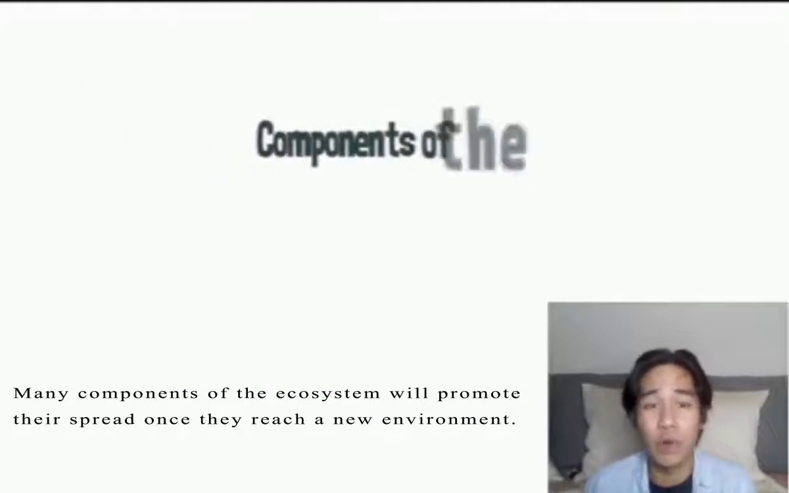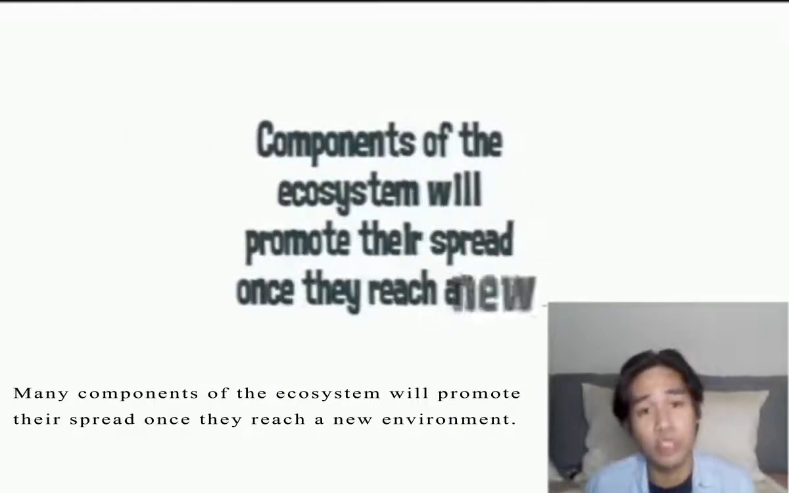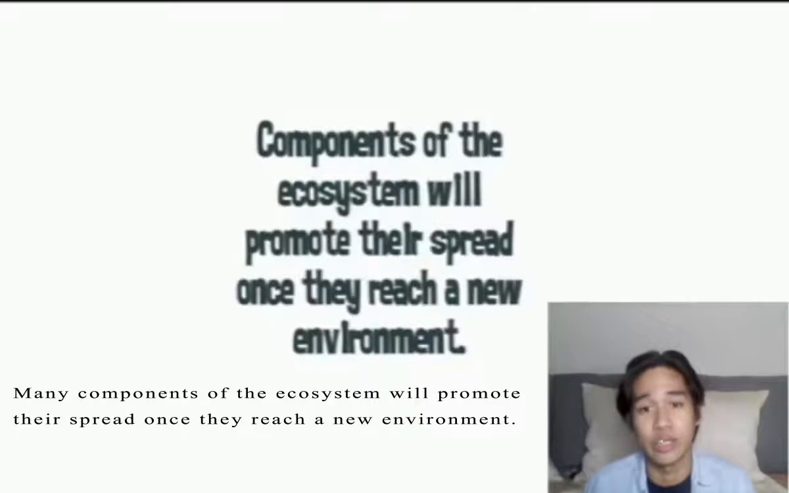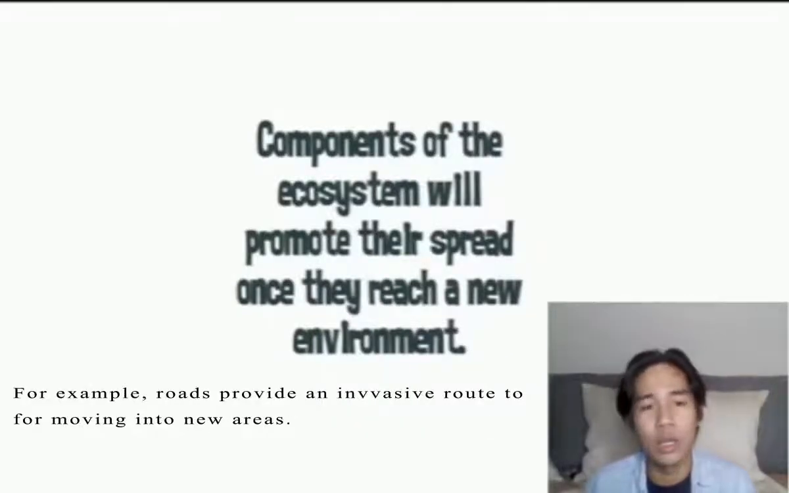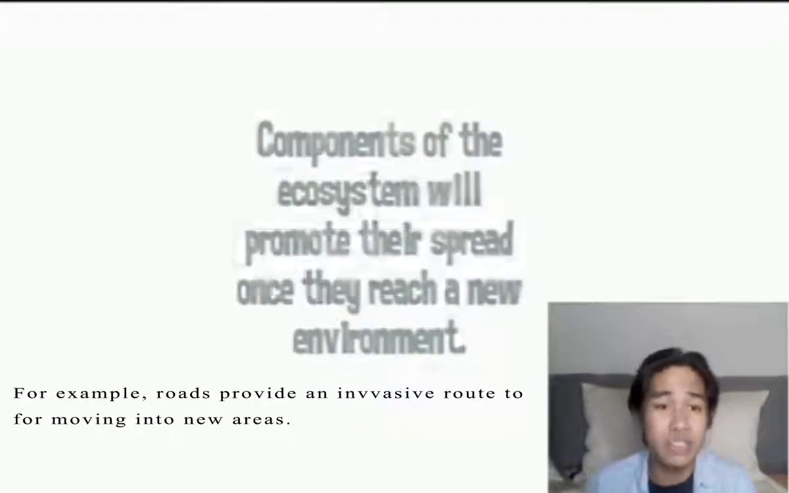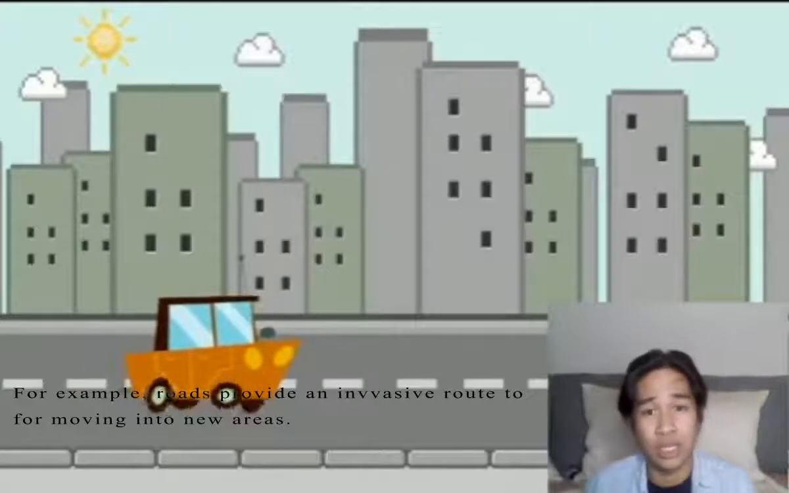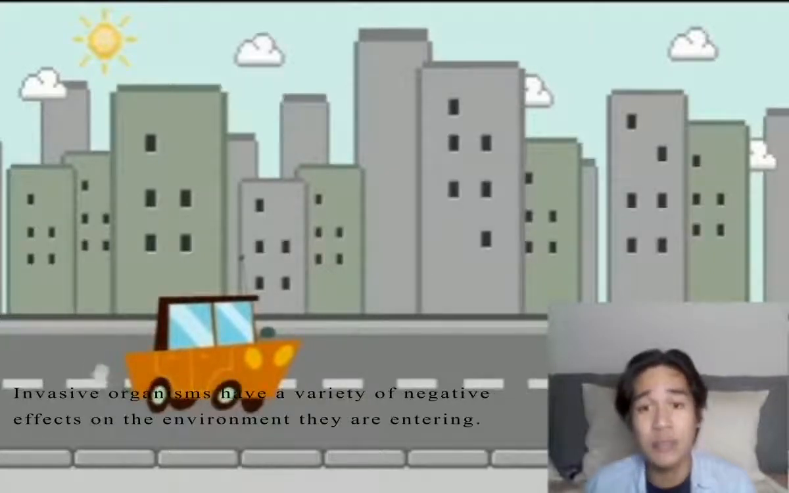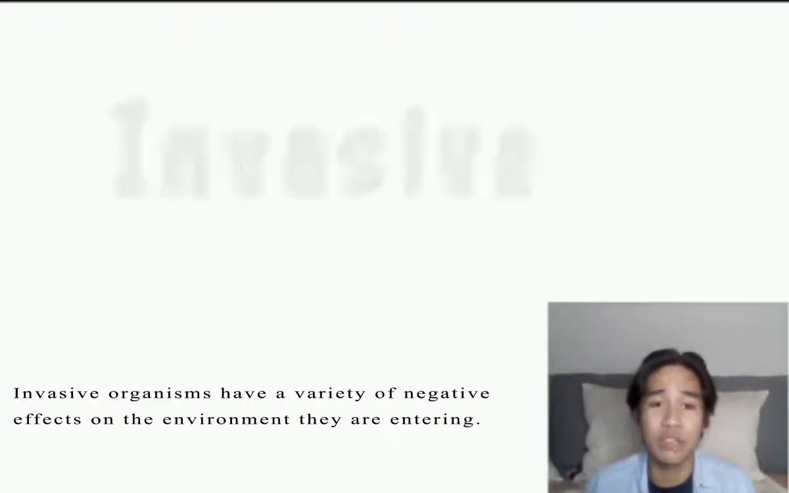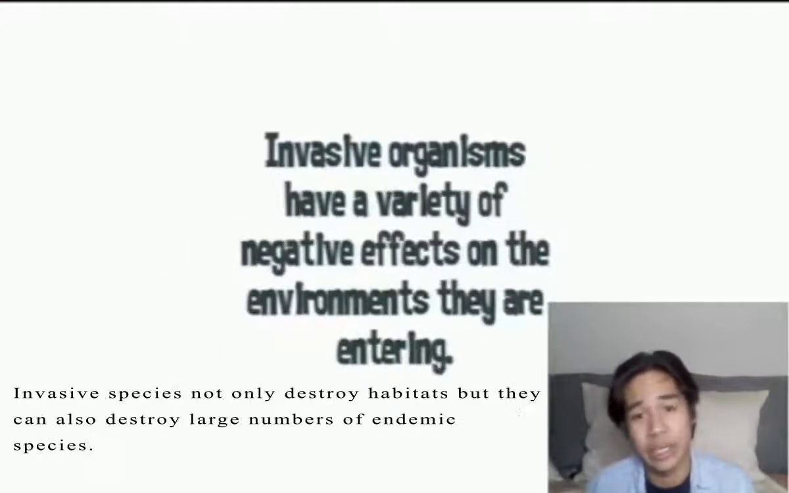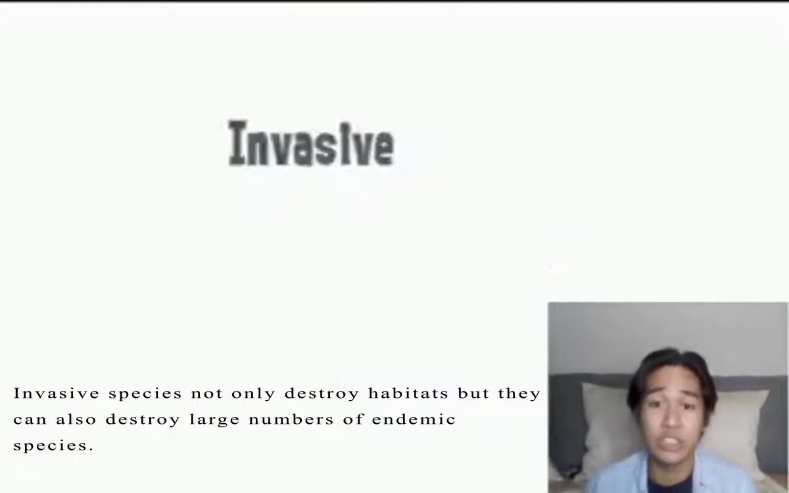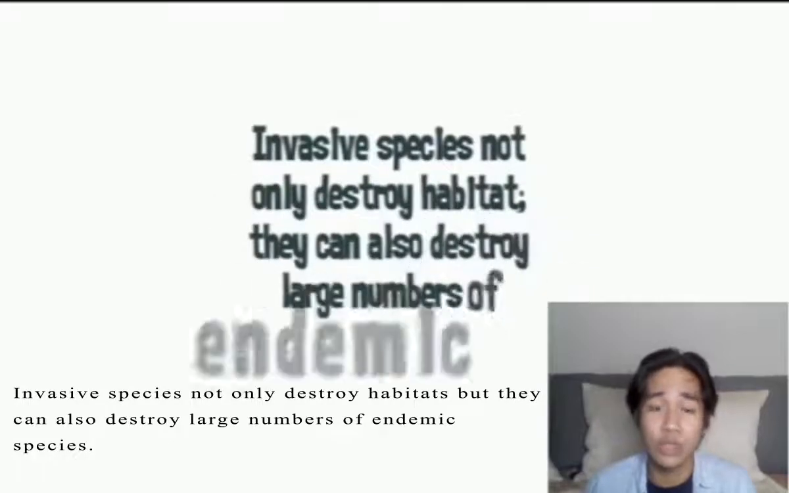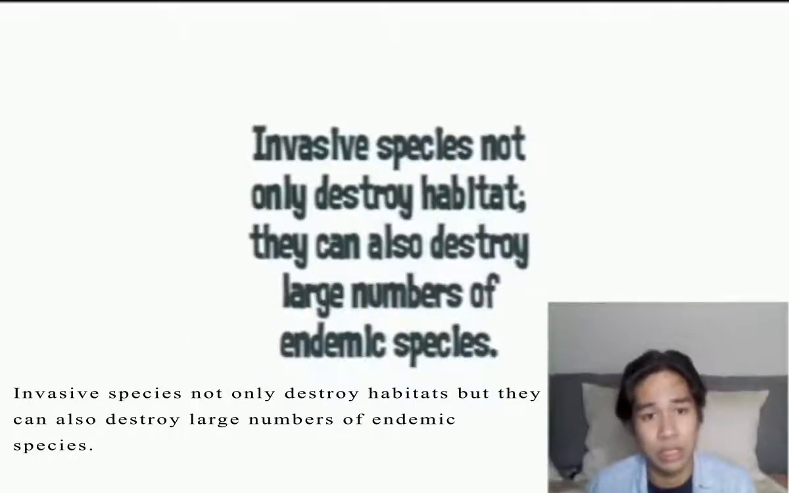Many different components of the ecosystem will promote their spread once they reach a new environment. For example, roads provide an invasive route for moving into new areas. Invasive organisms have a variety of negative effects on the environments they are entering. Invasive species not only destroy habitat, but they can also destroy large numbers of endemic species.